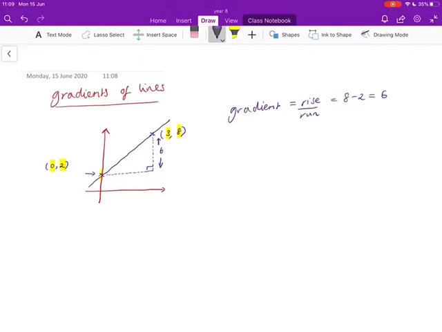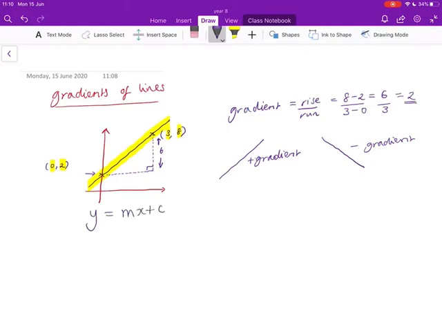So this value is at 0 and this value here is at 3. So the difference between those values is 3 subtract 0, which would give the run as 3. And we know 6 divided by 3 is equal to 2. So this line here would have a gradient of 2. Now look at the line, it's sloping that way. If it slopes that way, we'll say it has a positive gradient. And if a line slopes that way, it has what we call a negative gradient. So our line is sloping that way, so that's got a positive gradient, and the gradient is 2.